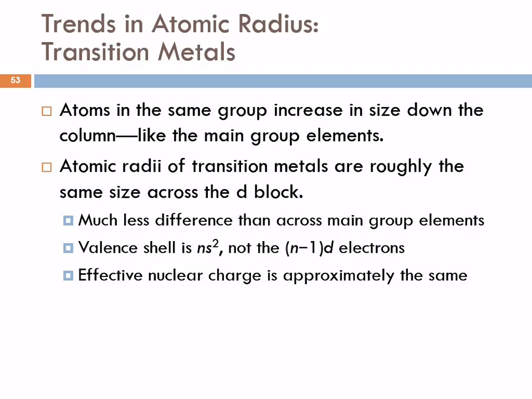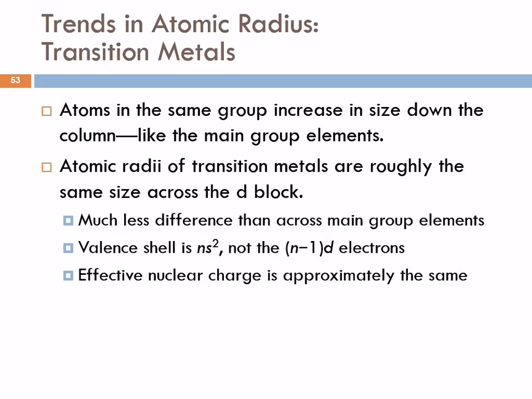The transition metals, they're kind of squirrely. They don't follow as nice patterns as the main group. We still see them increasing in size as we go down a group, but going across, there's very little difference, much less difference than we see in the main group elements.